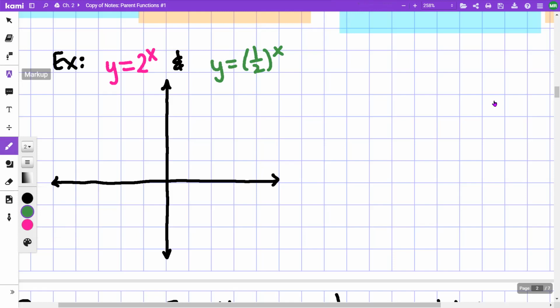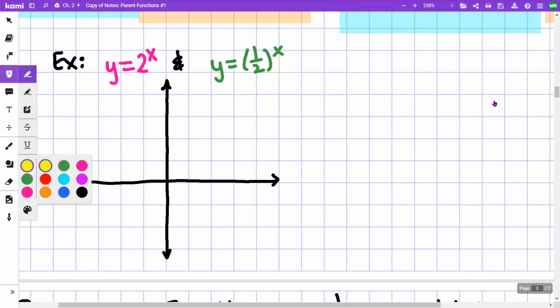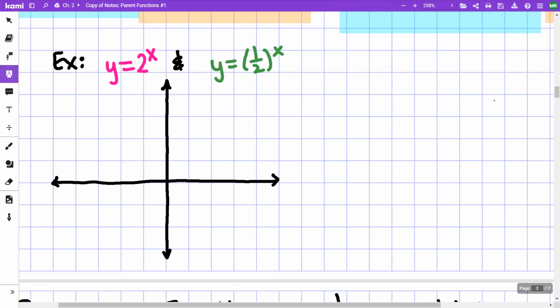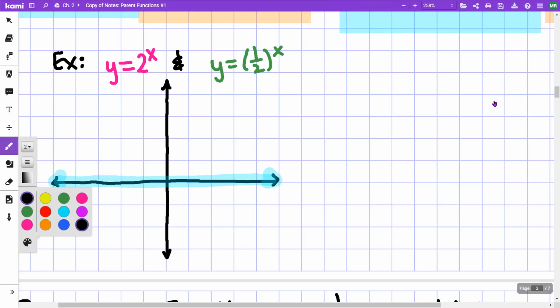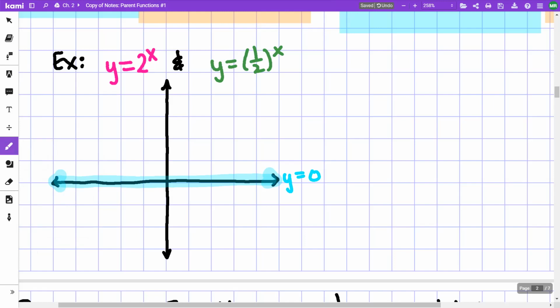So when I am graphing y equal 2 to the power x, we have an asymptote on the x-axis. Let me just kind of highlight it. That's going to be true for both of these graphs. So they have an asymptote at y equal 0. Okay.